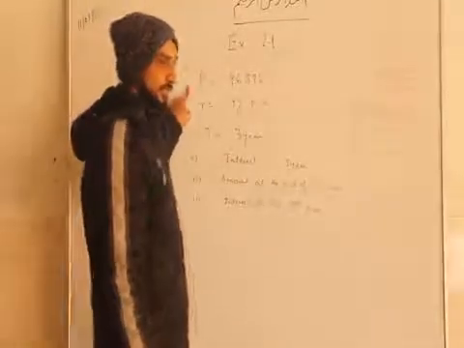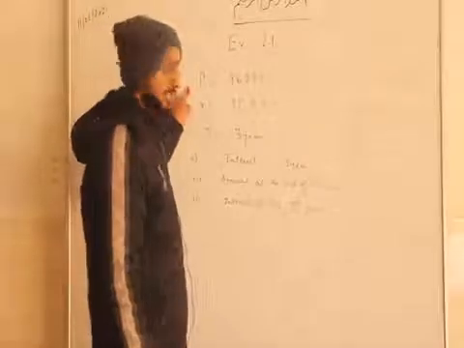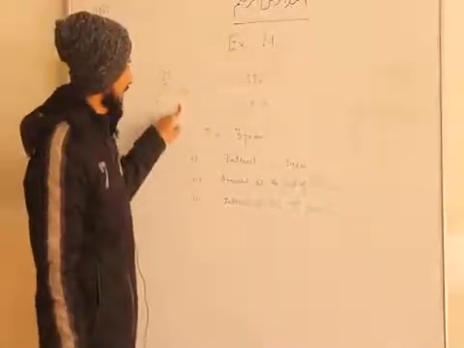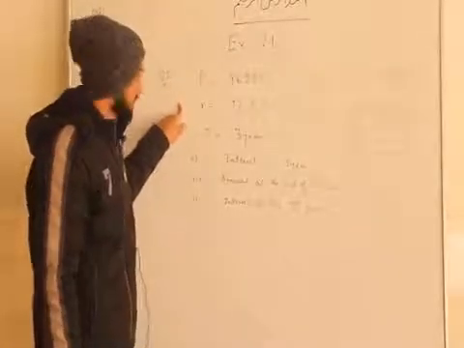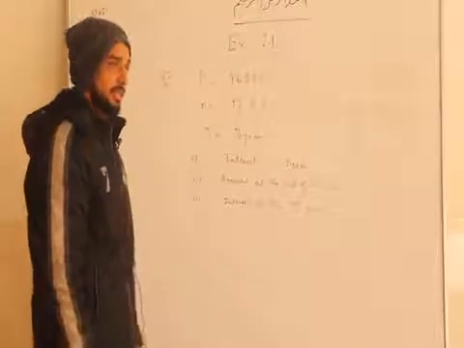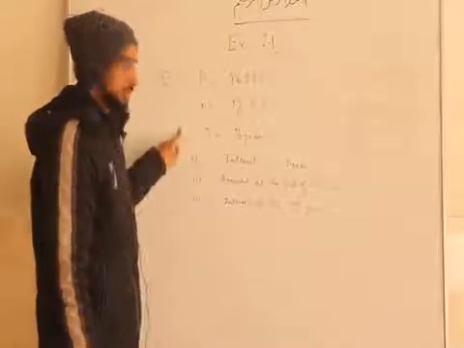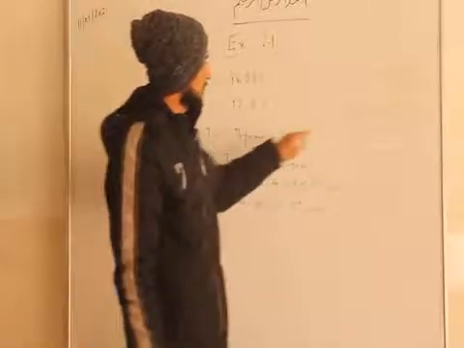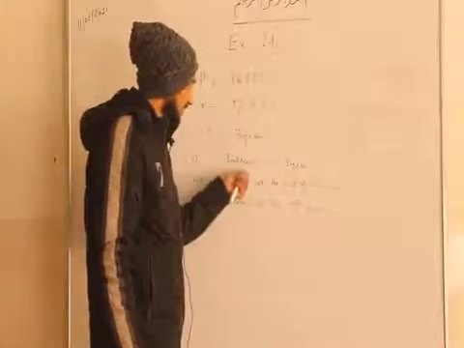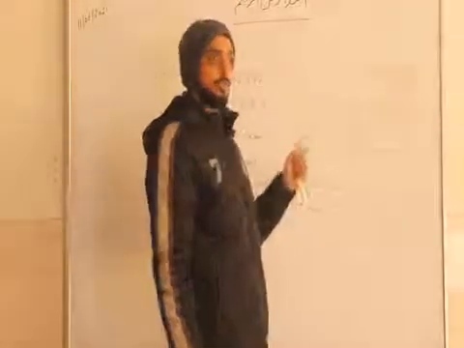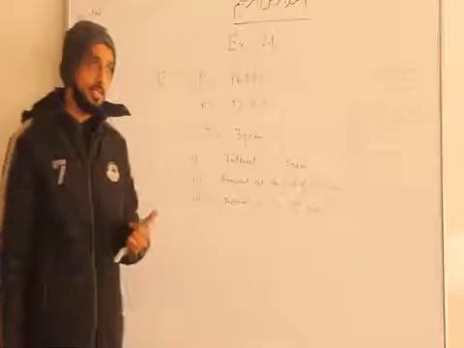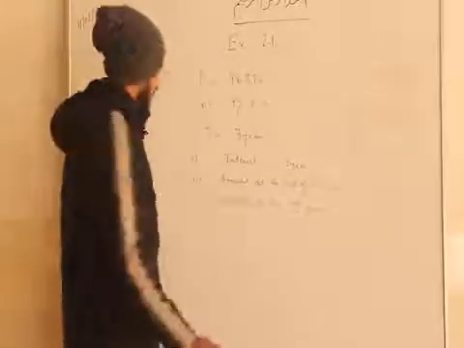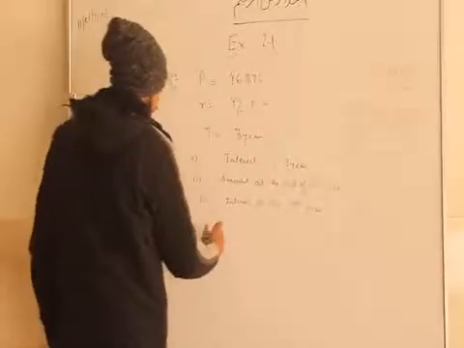This is the principal given, 46,875, and the rate of interest is 4% per annum. Time is 3 years. So if it is asked in the question what will be the compound interest, we can directly solve by this formula. But in this question it is asked what is the interest for the first year. So for the first year we will calculate the simple interest. Okay, so let's see this first part.